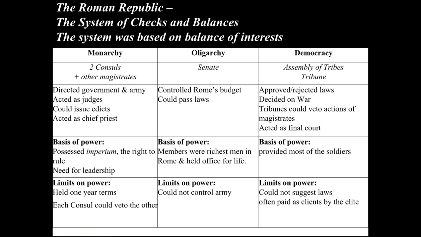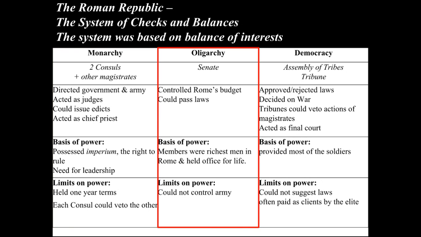Generally, however, this is what the government of Rome, the Roman Republic, looked like. On the far left, you have the monarchy form of government, with two consuls holding the top positions of power. They directed the government and army and acted as judges and could issue official orders and proclamations called edicts. Their power was limited in that they only held office for 1 year. Once their term was over, a new set of consuls was elected, and the old ones were sent out of Rome at the head of an army. This helped Rome expand and keep former consuls from being able to try and gain more power.